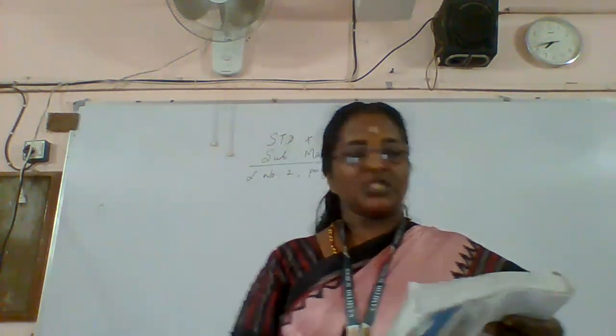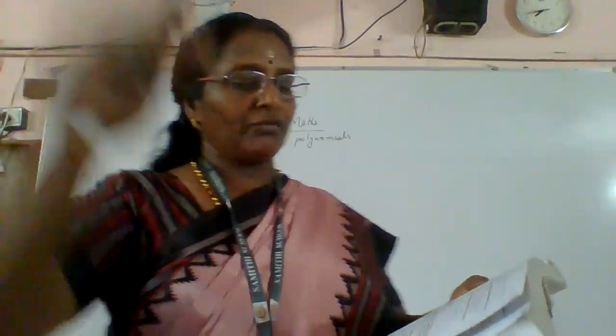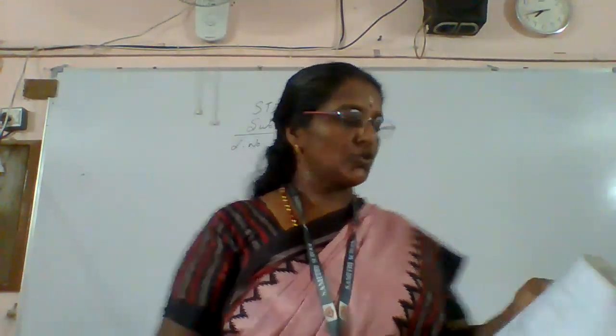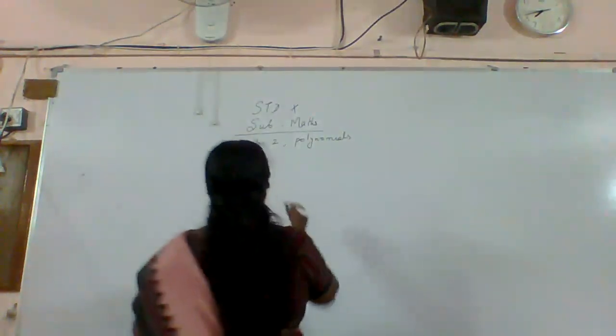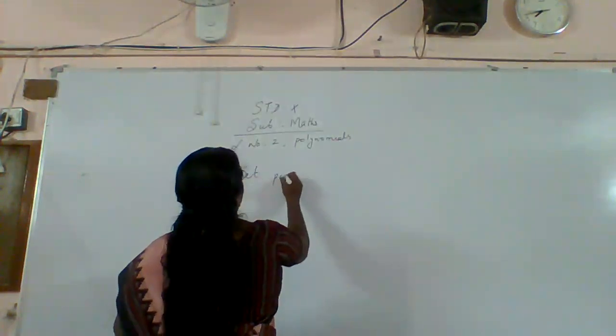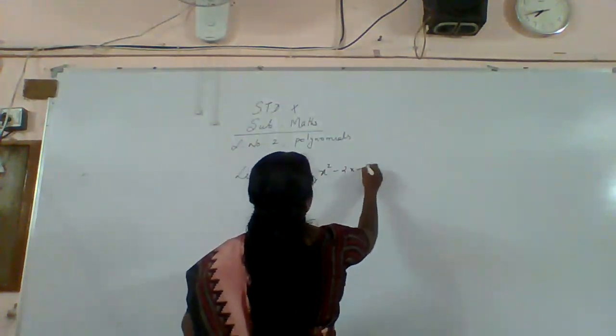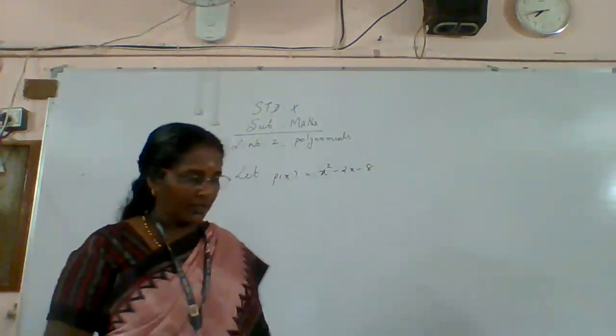Find the zeros of the polynomial and verify the relationship between the zeros and the coefficients. First question, copy: x square minus 2x minus 8. So given, let p of x is equal to x square minus 2x minus 8.